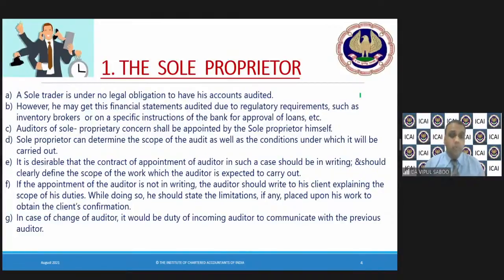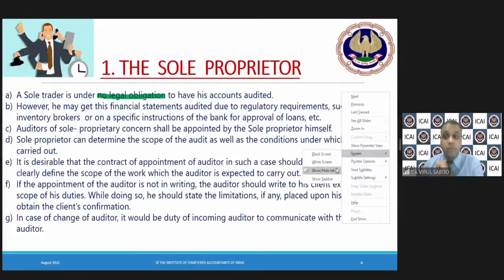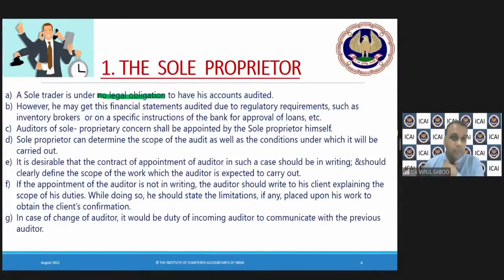A sole proprietor, again, it says no legal obligation for a sole proprietor to have his accounts audited. Here, no legal obligation means there is no sole proprietorship act. There is no act like this. But again, when it comes to income tax, it lays some restrictions. It has some conditions that a person has to get his accounts audited on some conditions being met. You will read about it, or you might have read about it in your taxation chapter, section 44AB, tax audits.